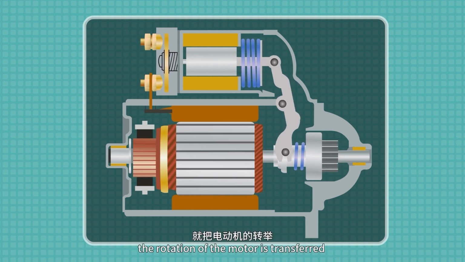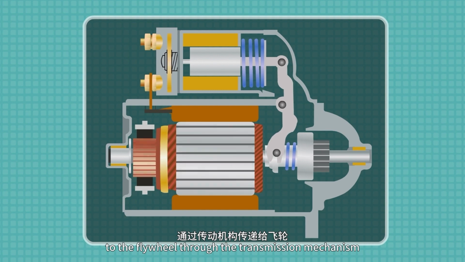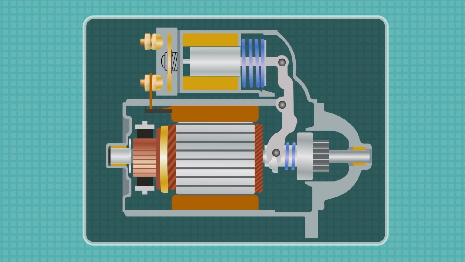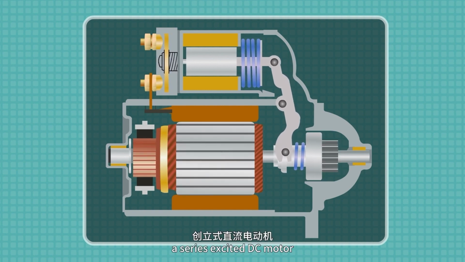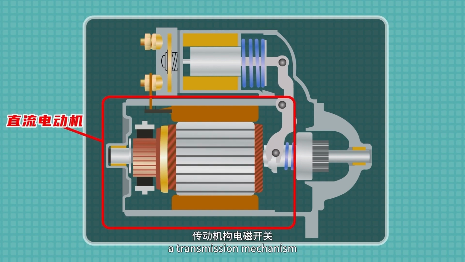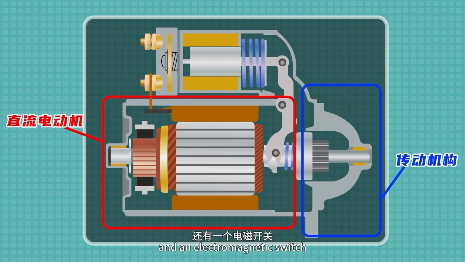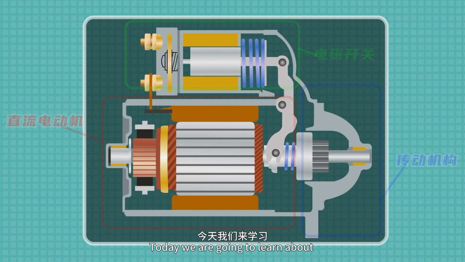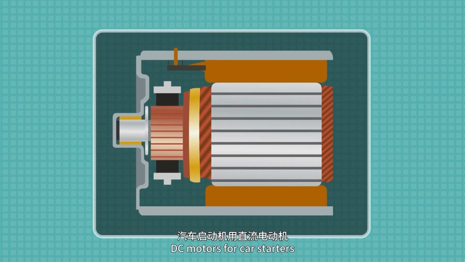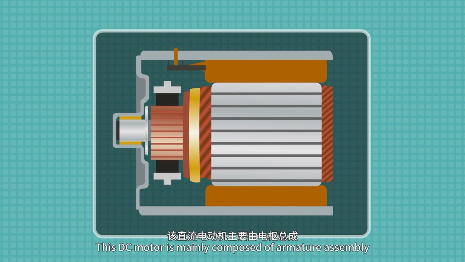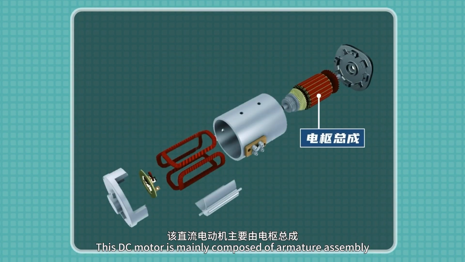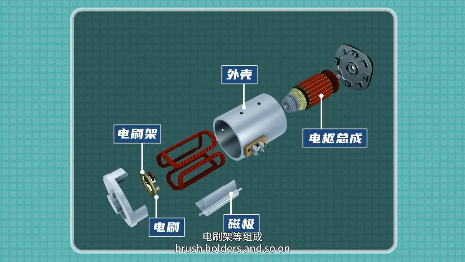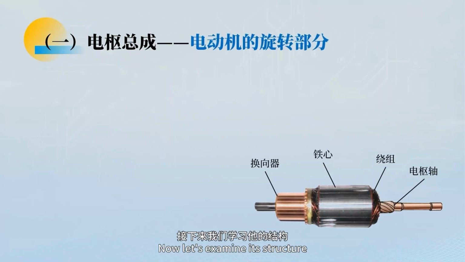In this way, the rotation of the motor is transferred to the flywheel through the transmission mechanism, causing the engine to start. It consists of three parts: a series-excited DC motor, a transmission mechanism, and an electromagnetic switch, also known as a control device. Today, we are going to learn about DC motors for car starters. This DC motor is mainly composed of the armature assembly, magnetic pole housing, electric brushes, brush holders, and so on. Now let's examine its structure.